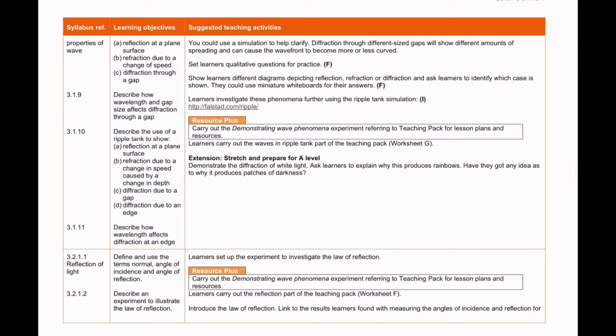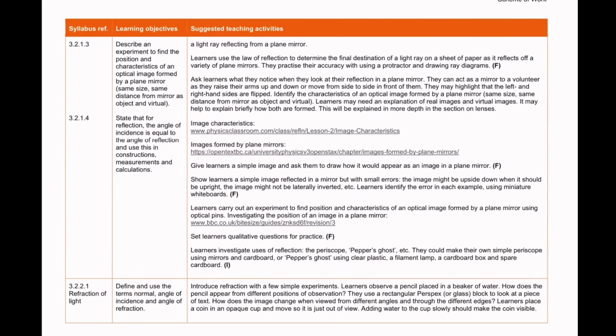Key concept 3.2.1.1 Reflection of light. Learning objectives. Define and use the terms normal, angle of incidence, and angle of reflection. Describe an experiment to illustrate the law of reflection.